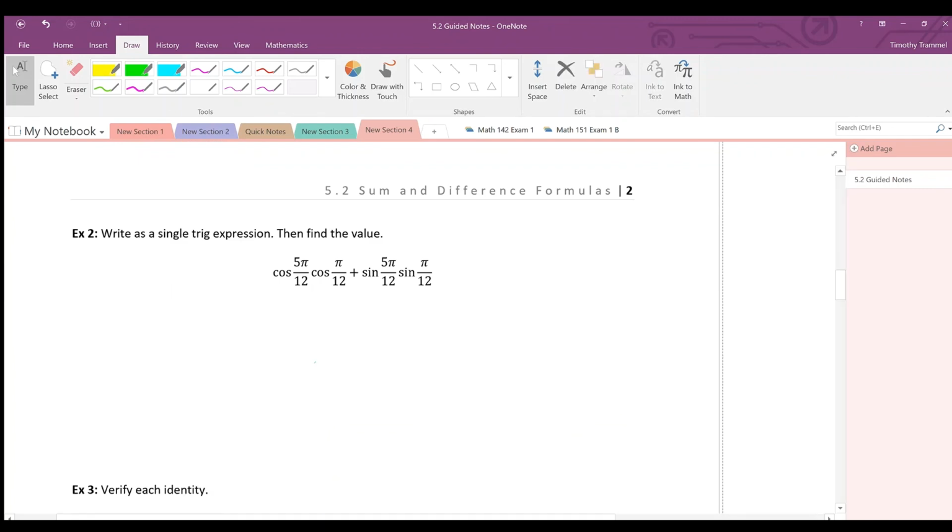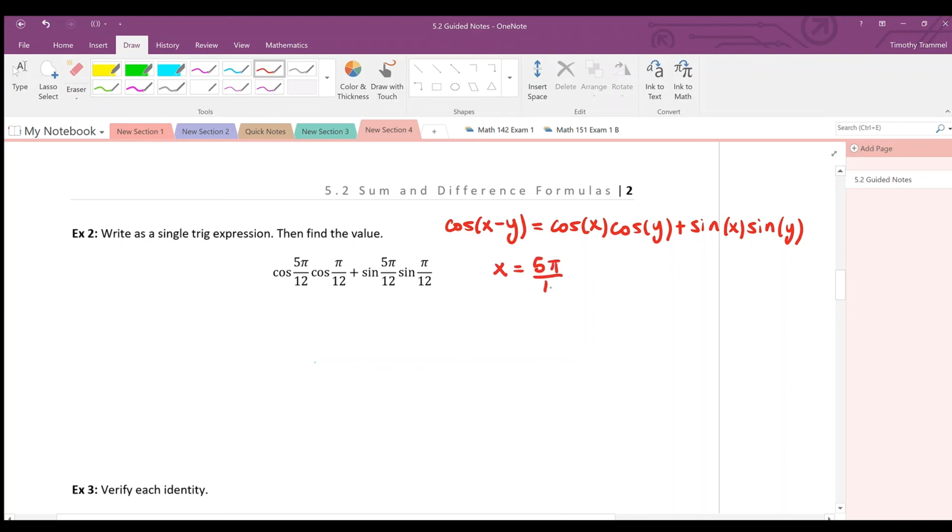All right, let's try out example 2. This one's going to actually require that we use the same identity. Let me remind you of what that identity is. If we have cosine of x minus y, then this should be equivalent to cosine of x cosine of y plus sine of x sine of y. And for us, x is going to be equal to 5 pi over 12, and y will equal pi over 12.